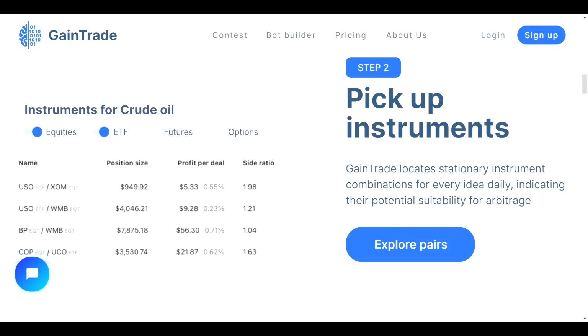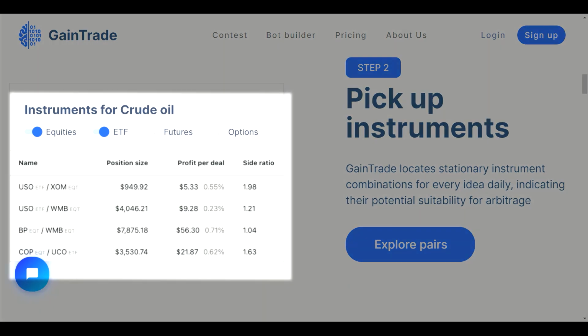Now, GainTrade has an AI-powered bot that helps you find suitable potential combinations for your pair trading idea on a daily basis. For example, here you can see that the AI bot has identified potential pair trading opportunities in the crude oil sector involving oil ETFs and oil equities. And it gives you the position size, the potential profit of the trade, and the side ratio, which is the ratio of each stock in the pair. Now I'll explain more of what these mean when we go through a demo of the program.